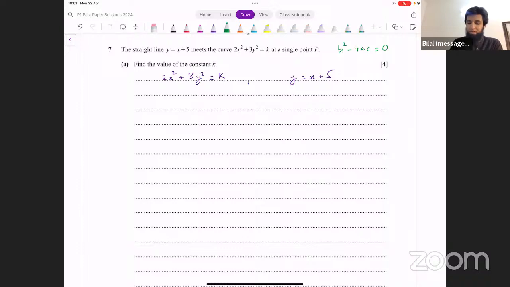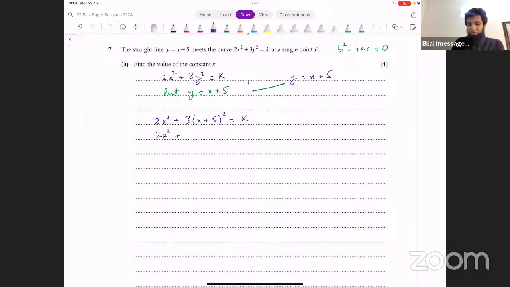So you would say, let's input y equals x plus 5 in this equation. That's how simple substitution works. Put y equals x plus 5 in this equation. What does that give you? That gives you 2 into x squared plus 3 into (x plus 5) whole squared equals k.